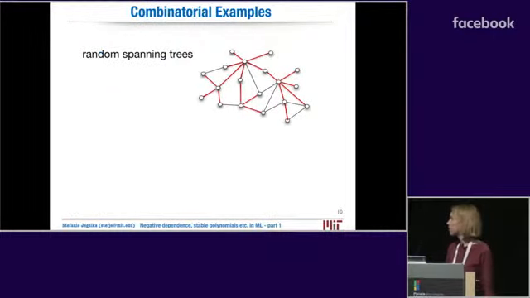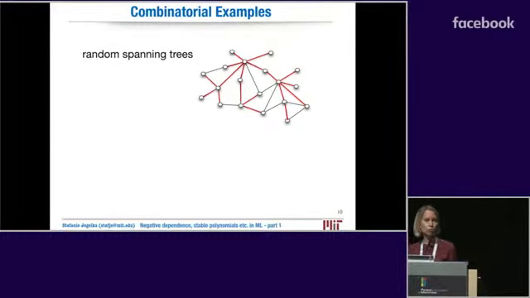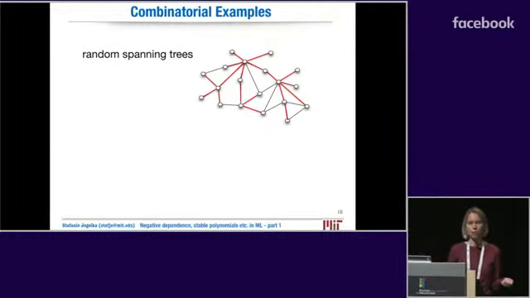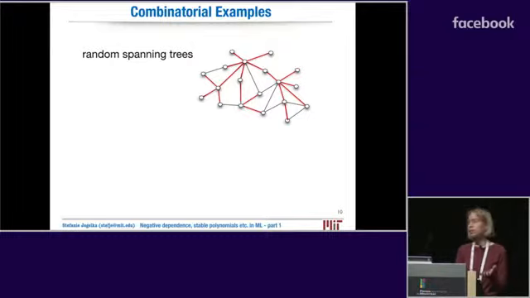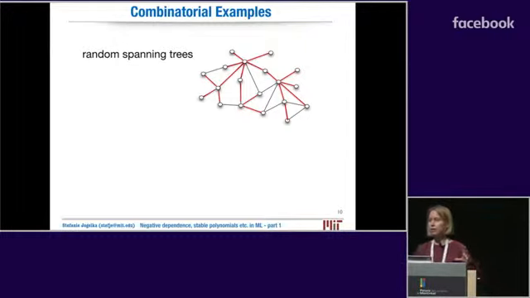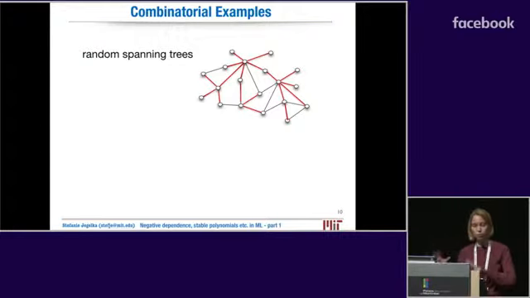The first one is an example of random spanning trees. Think of the set of items that you're choosing from as the set of edges in a graph. What you observe is a subset of edges, and these subsets will always form a spanning tree in the graph. So you never have any cycles, and it's basically the largest set of edges that doesn't form a cycle. Every spanning tree has the same probability, so you have a uniform distribution over spanning trees that can be described by a determinantal point process.